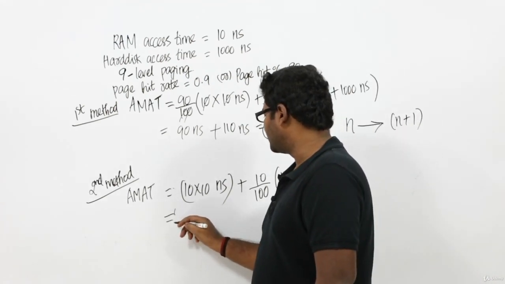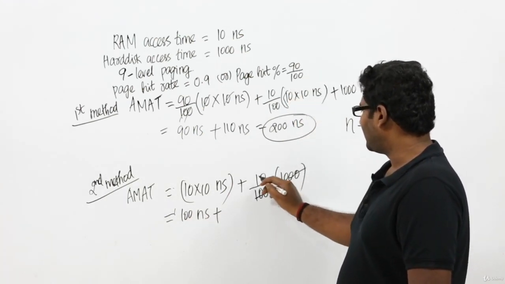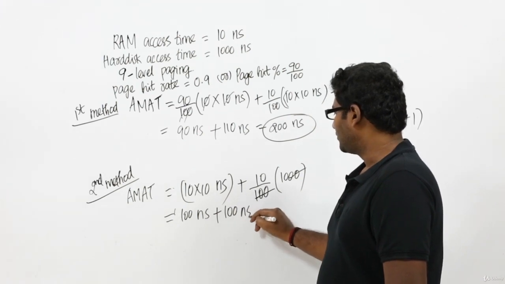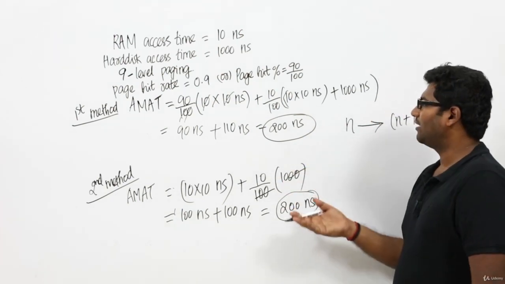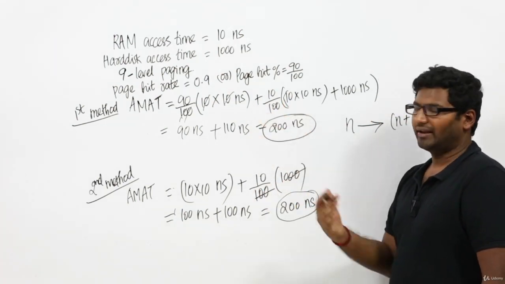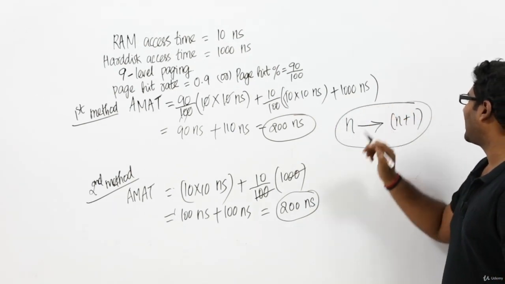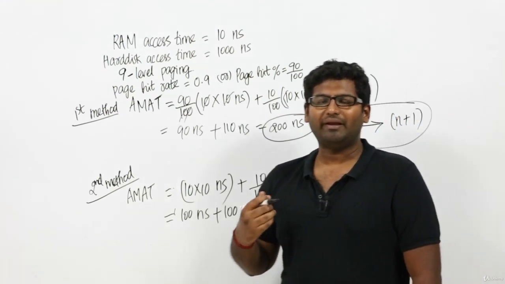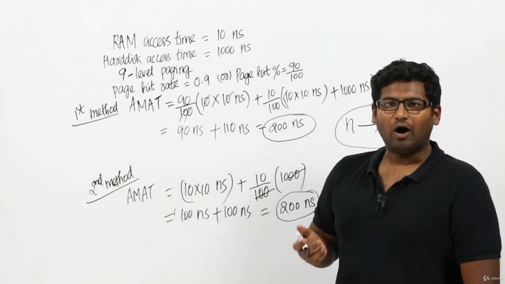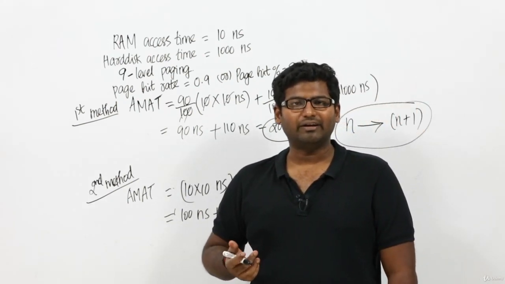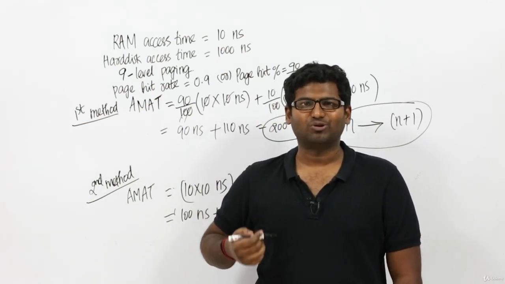Now let's simplify this. 10 into 10 is 100 nanoseconds, and both these zeros are getting cancelled. So 10 into 10 is another 100 nanoseconds. So 100 plus 100 is nothing but 200 nanoseconds. So we got the same answer because both these formulas are exactly the same. The most important point to notice here is this: in case we have n levels of paging, then the number of memory accesses or RAM accesses we need in order to get a byte is nothing but n plus 1, where out of this n plus 1, n accesses are needed in order to access the page table and one access for accessing our actual process.